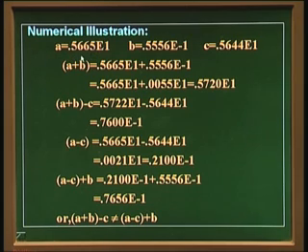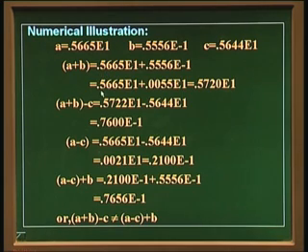Your calculators always have more precision than this, so you have to actually approximate these numbers to get this demonstration working. So a equals 0.5665 times 10 to the power of 1, b is 0.5556 times 10 to the power of minus 1, and c is 0.5644 times 10 to the power of 1. So let's add a plus b first. Keep only 4 digits. You can round it off or chop it off. Do one of them always.